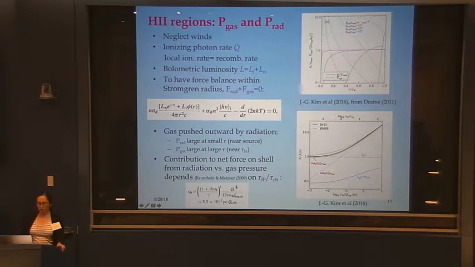So you can define a characteristic radius, and this is discussed in Krumholz and Matzner, where the radiation force exceeds the gas pressure force if the size of the H2 region is smaller than that, and the gas pressure force exceeds the radiation force if it's larger than that. This characteristic radius is proportional to the input ionizing photon rate. So this gives you an idea of the scale here. If you have just one O star, it's not very big, but if you have a whole cluster, that size can be significant.